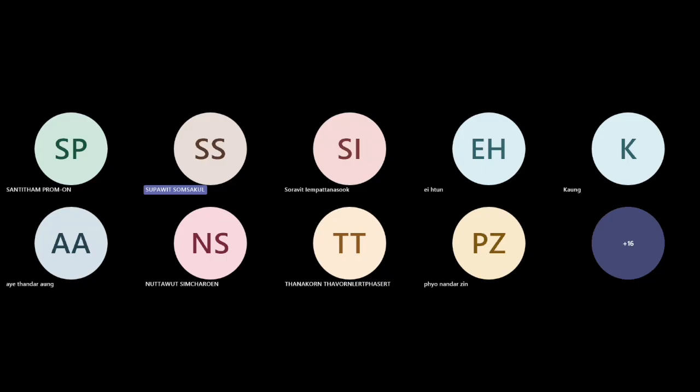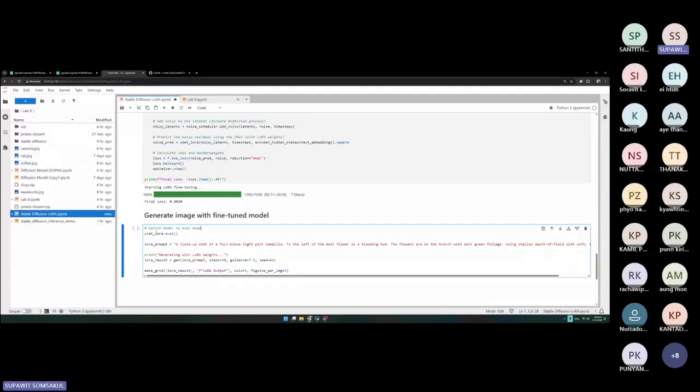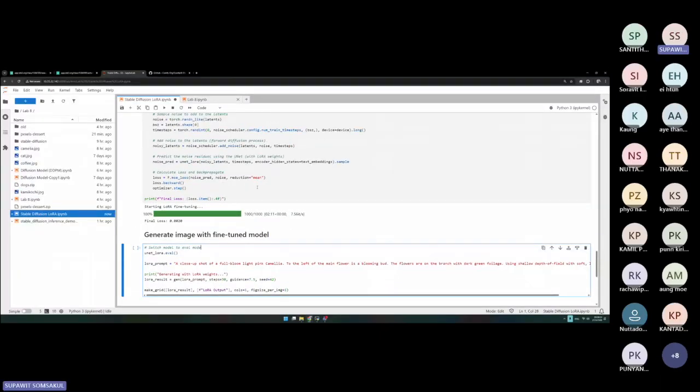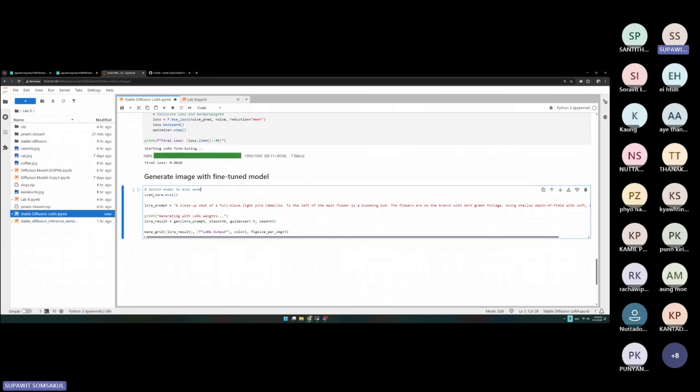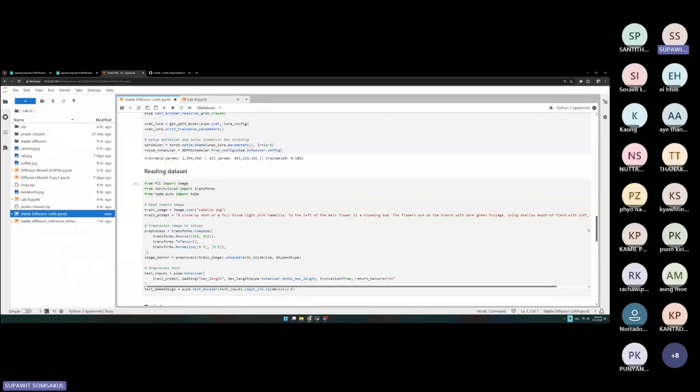Let me share this one. After the model finished the LoRa fine tuning, now we can generate the image from the fine-tuned model. So right now we are going to set the mode of this model to eval, which means we are going to use this one as a generator, and then we give it a prompt, which is the same prompt that we used in LoRa training. And then let's see the result.